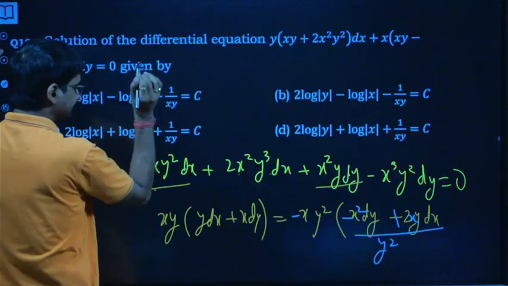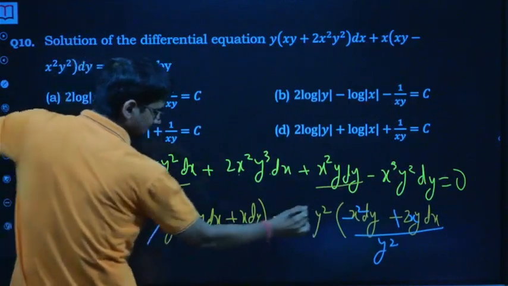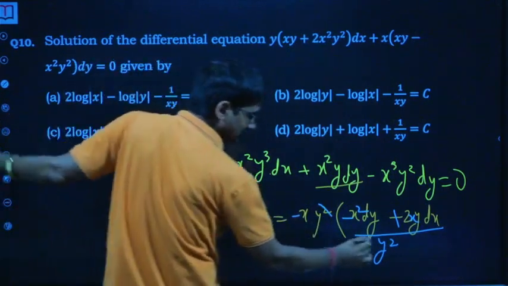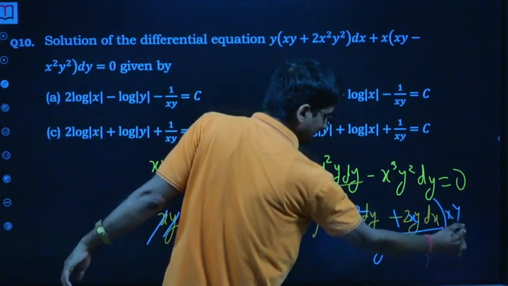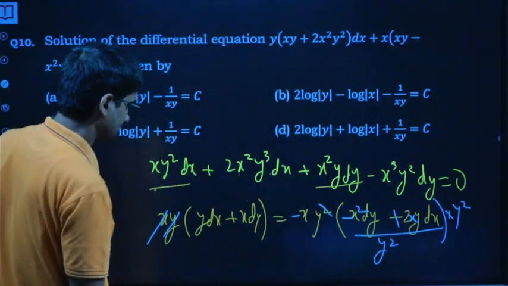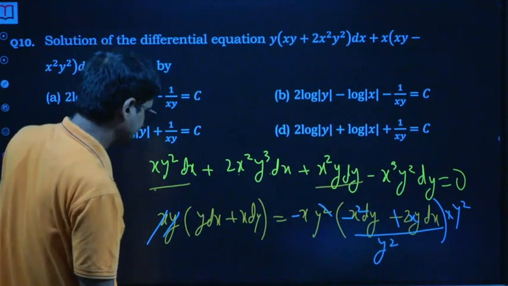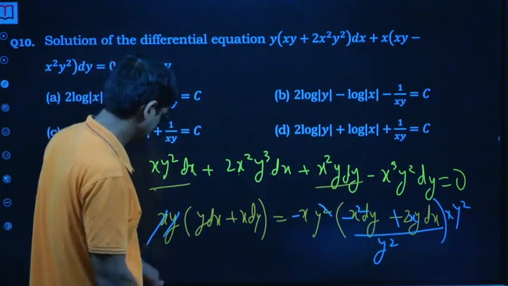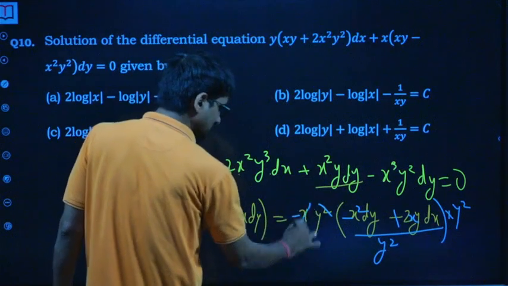Okay, so this is xy, I can remove this, I can remove this, and y square here to y square here. Okay, x is gone. So this has to be gone, no?